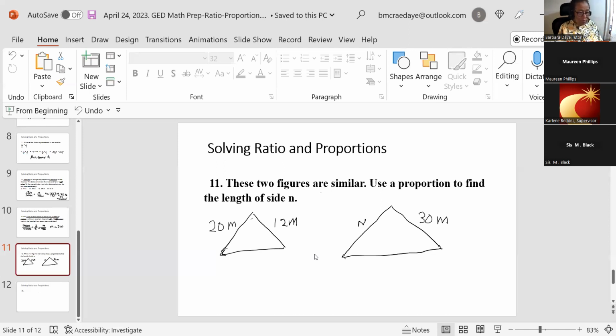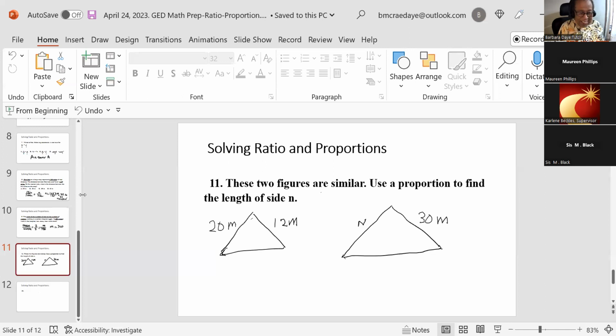N equals 50. What do you have, Maureen? 52. That's correct. N is equal to 50. You set that up just like you do any other ratio proportion, right?